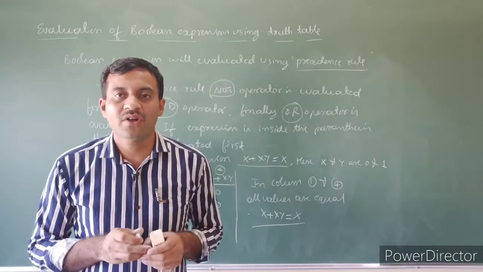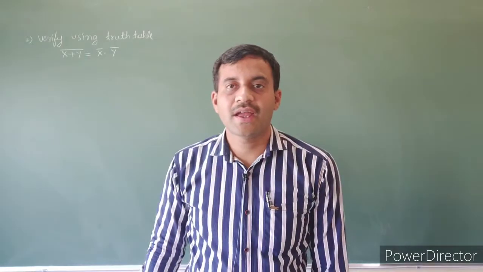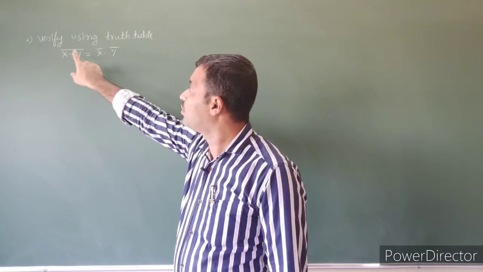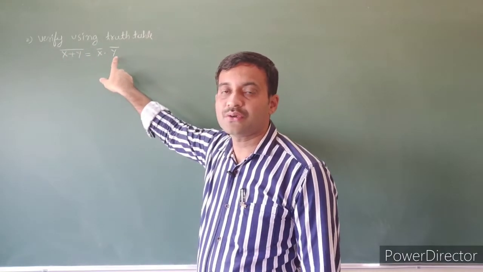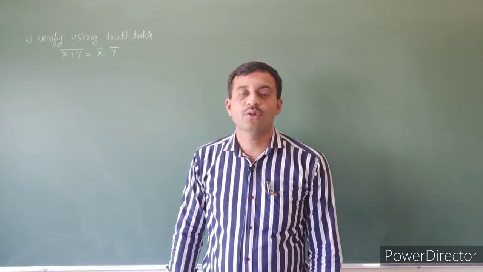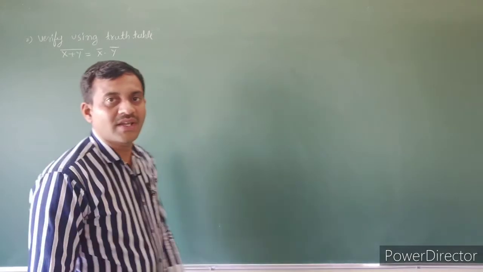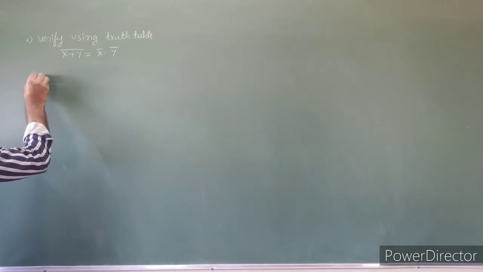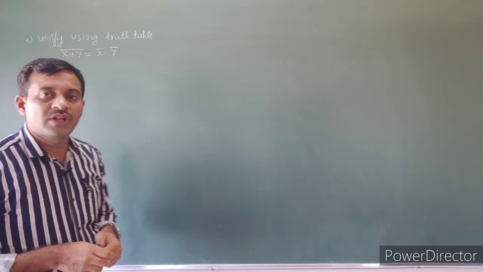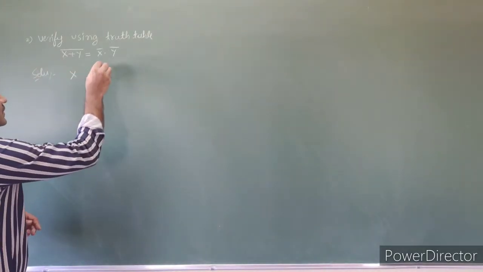Let's consider some more examples on Boolean evaluation. Let's consider an example. Verify using truth table (x plus y) whole bar is equal to x bar into y bar. See the expression, (x plus y) whole bar, which is equal to x bar into y bar. How to evaluate? First, identify the number of variables present in the given Boolean expression. Here, the variables are x, y.